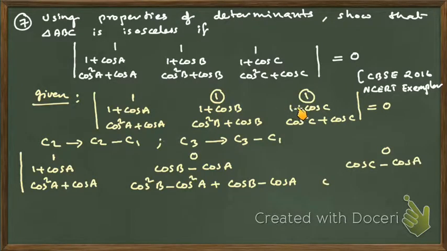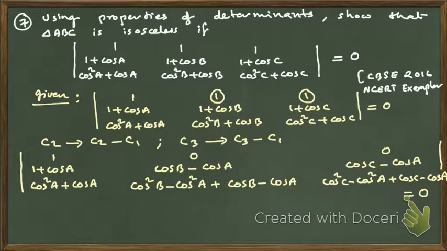When I look at my second element, 1 minus 1 is 0. Similar kind of terms you subtract together: cos C minus cos A. And when you subtract the third element, again similar kind of terms, which means cos square C minus cos square A plus cos C minus cos A. And don't forget to write it is equal to 0 because it is being given to you in the question. So keep writing equal to 0 everywhere.